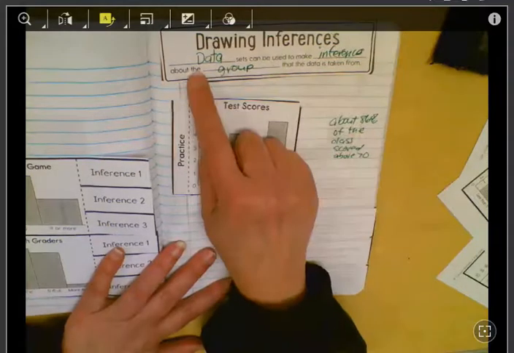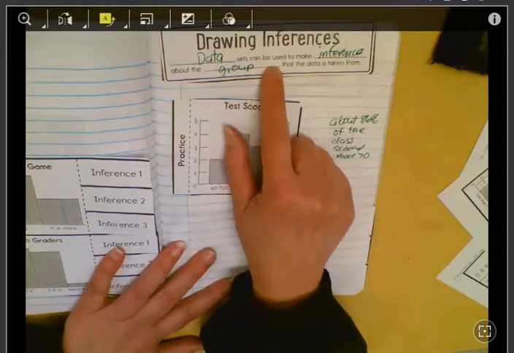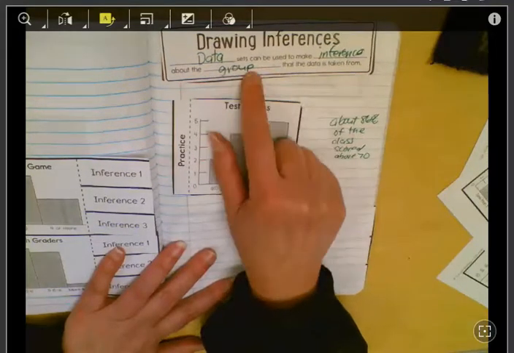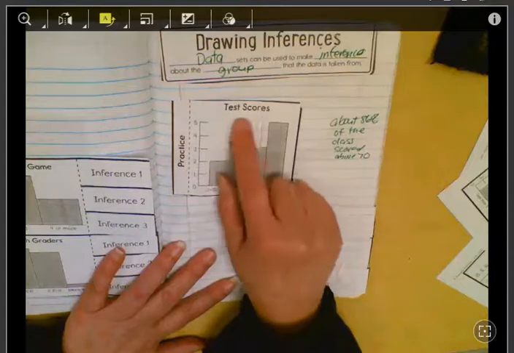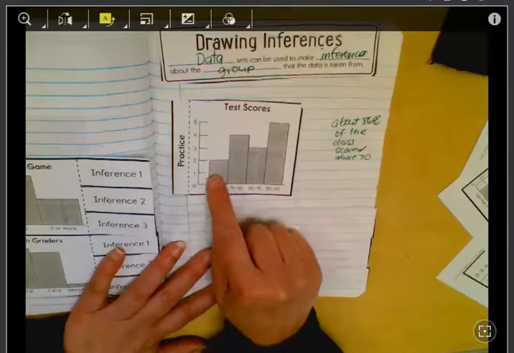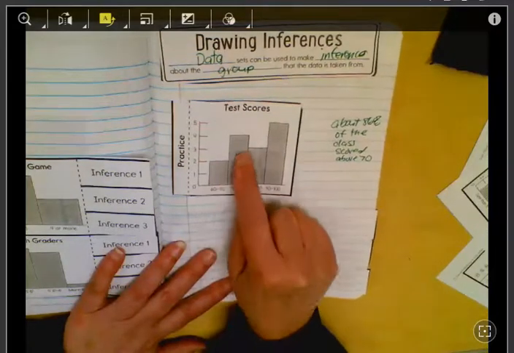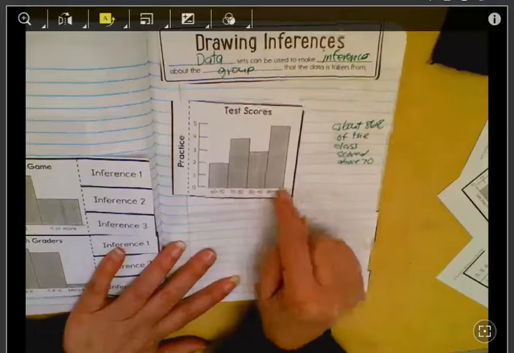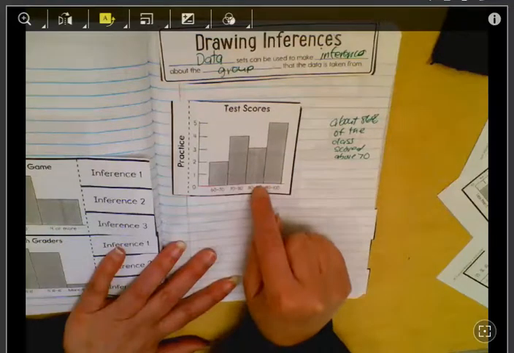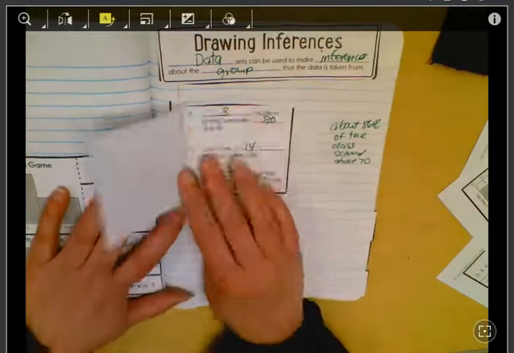So drawing inferences here, you're going to put data sets can be used to make inferences about the group that the data is taken from. So here it looks like there's practice test scores. And we had 2 people score between 60 and 70. We had 4 people score between 70 and 80, 3 between 80 and 90, and 5 between 90 and 100. So we can make some inferences back here.